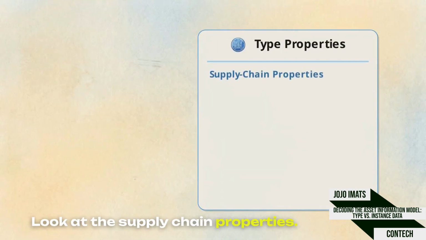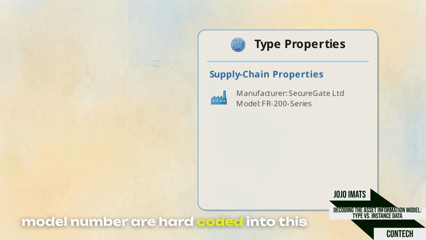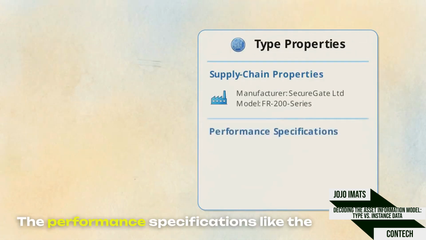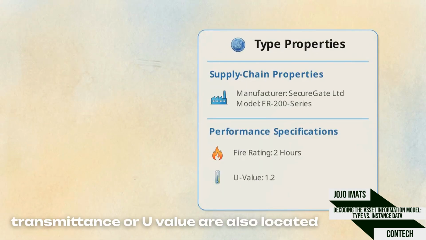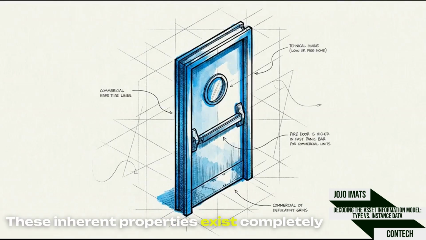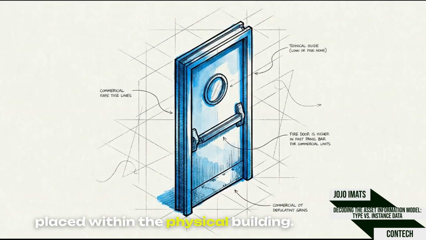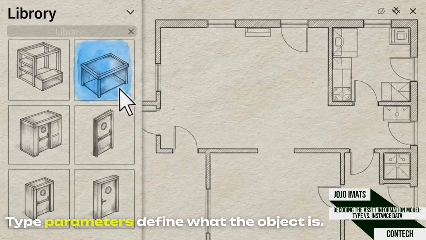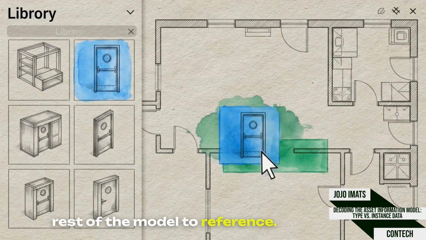Look at the supply chain properties. The manufacturer name and the model number are hard-coded into this panel. The performance specifications, like the 2-hour fire rating and the thermal transmittance, or U value, are also located here. These inherent properties exist completely independent of where the door is actually placed within the physical building. Type parameters define what the object is. They establish a master template for the rest of the model to reference.